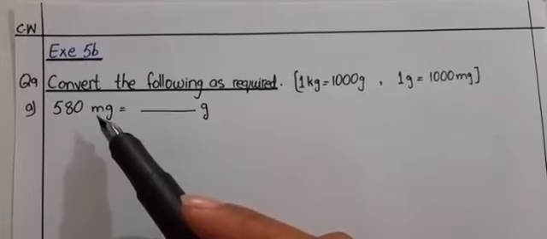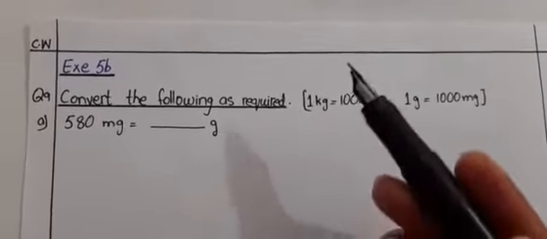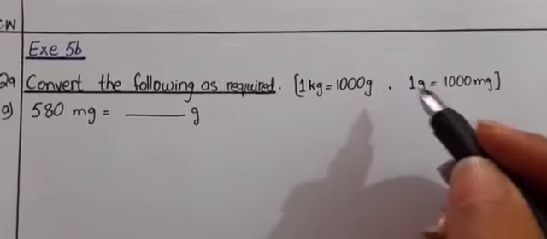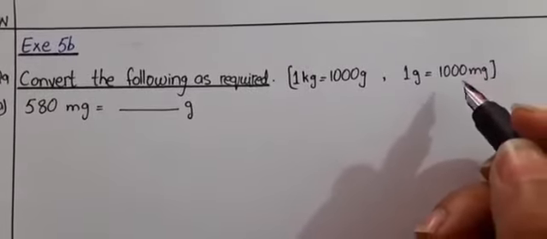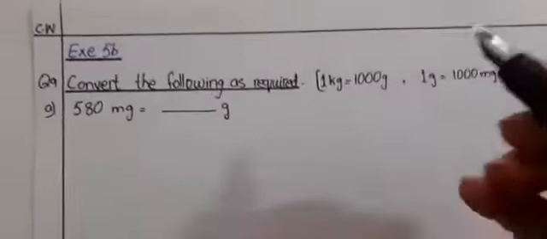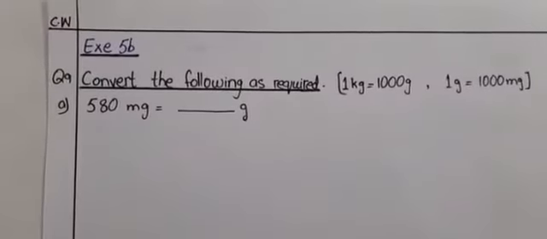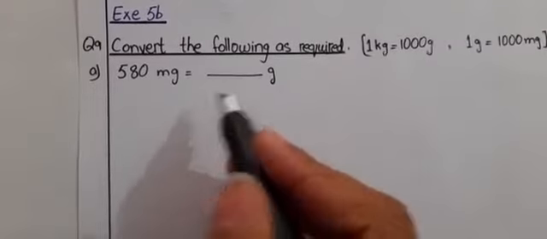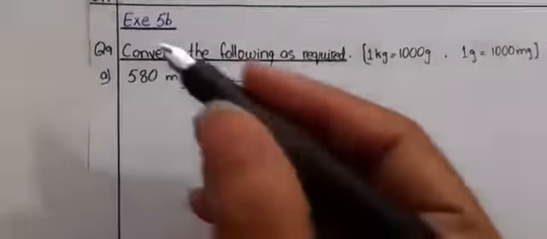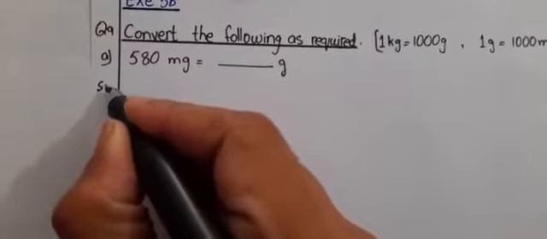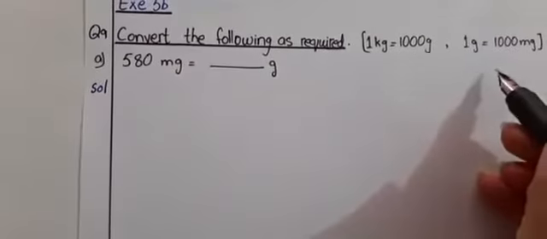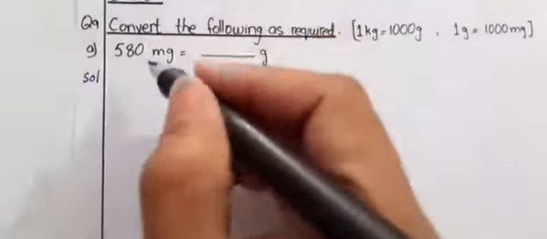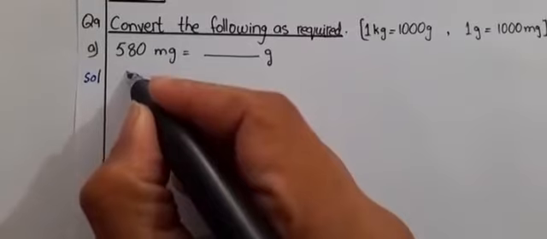Milligram is the smallest unit and gram is the smaller. Here I have written, boys, 1 kilogram has 1000 grams and 1 gram has 1000 milligrams. So now what we are going to do, as we are asked to make this smaller unit into the bigger one, what we have to do? We have to divide. So in the solution I will write SOL, and here we have already written that 1 gram has 1000 milligrams. So I am not going to write it in every step.